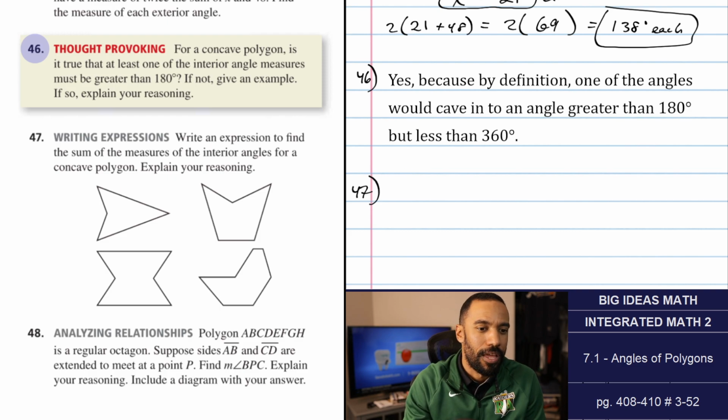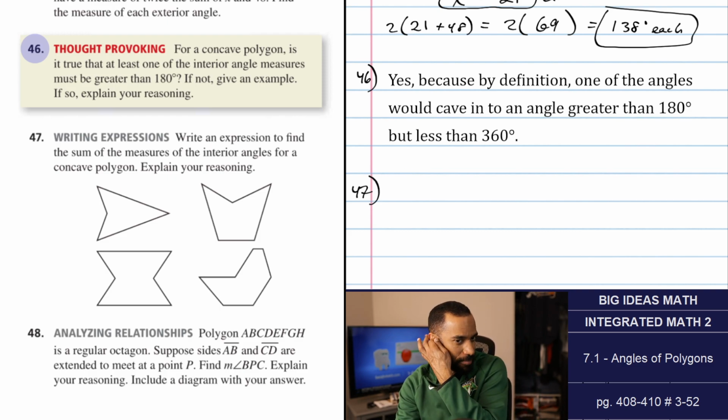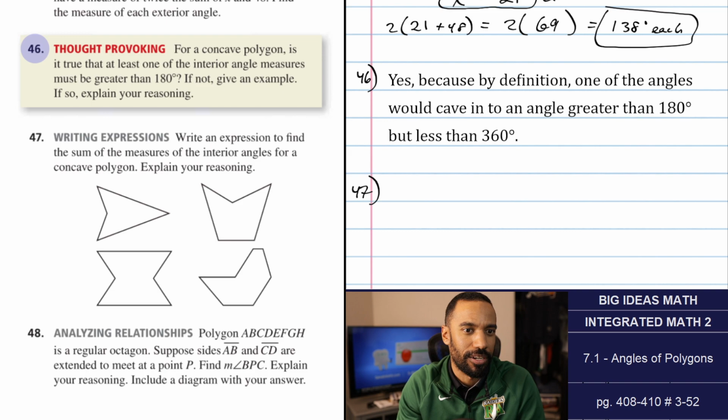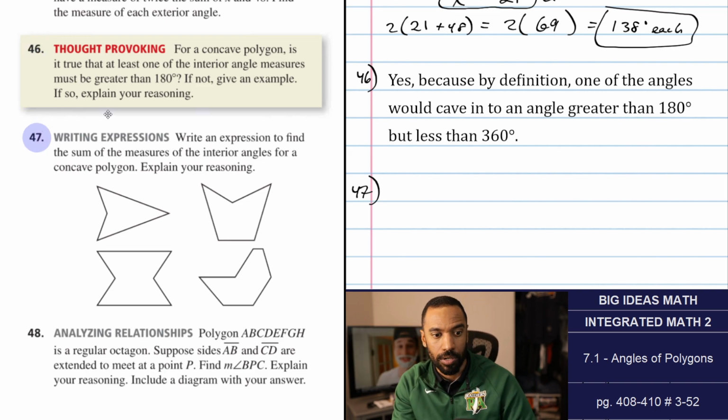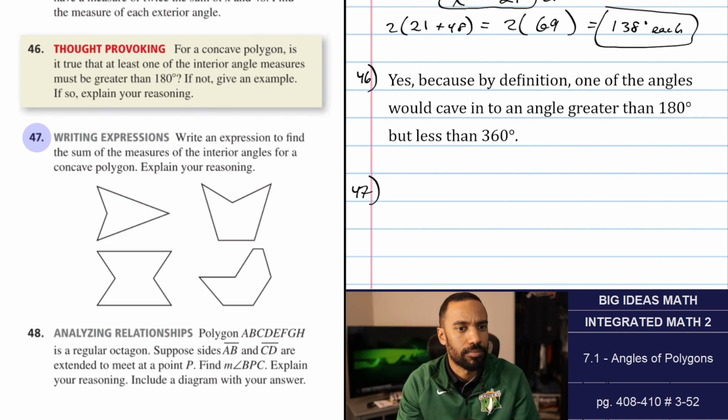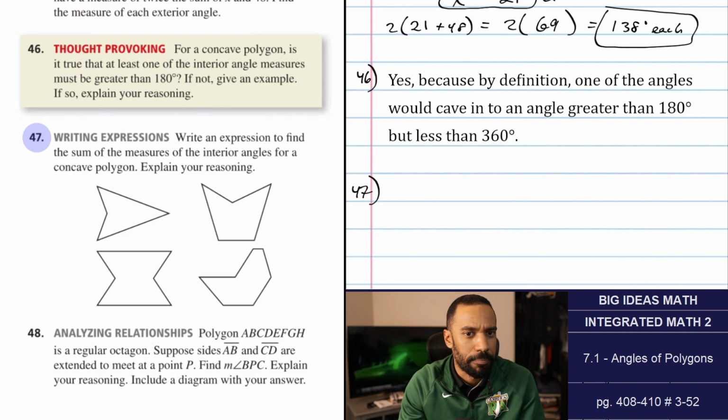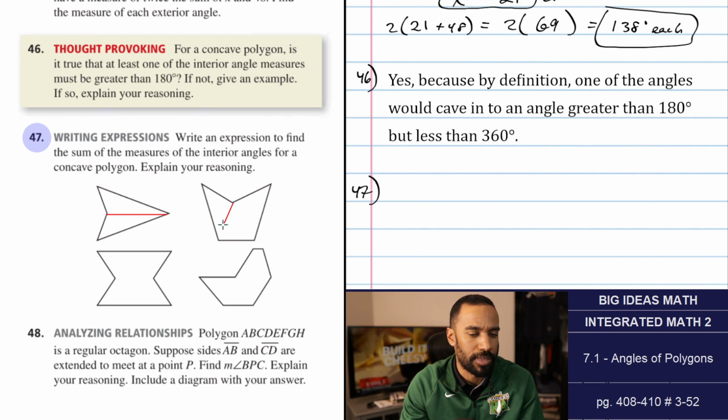But yes. Number 47. Write an expression to find the sum of the measures of the interior angles for a concave polygon. Explain your reasoning. For these ones, or what? Okay, let me copy and paste. Well, let me just draw on them. It's still the same interior angle sum. It doesn't matter what kind of thing you have. This is a quadrilateral, so I draw a diagonal right here, and then you still have two triangles. This is a 5 sided shape, but this is the non-consecutive sides in a pentagon. It still has that same 180 times n minus 2.